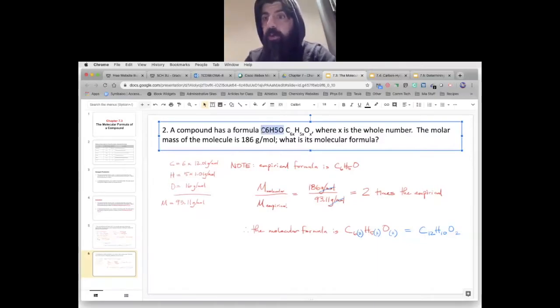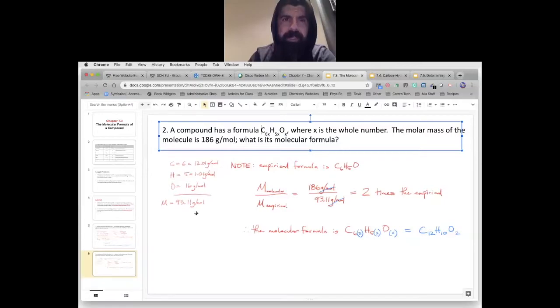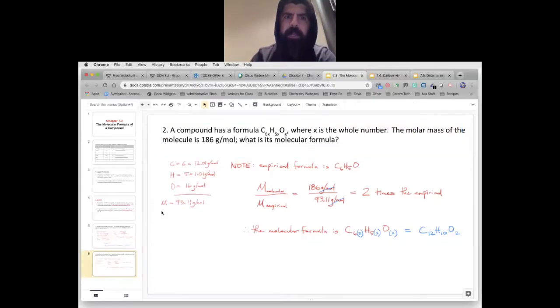Let's find this molar mass. And that molar mass of C6H5O is right here, 93.11 grams. Okay, 93.11 grams for those who can see it. So what we do, we take the molar mass here of the 186 grams per mole. That's the molar mass of the bigger one.